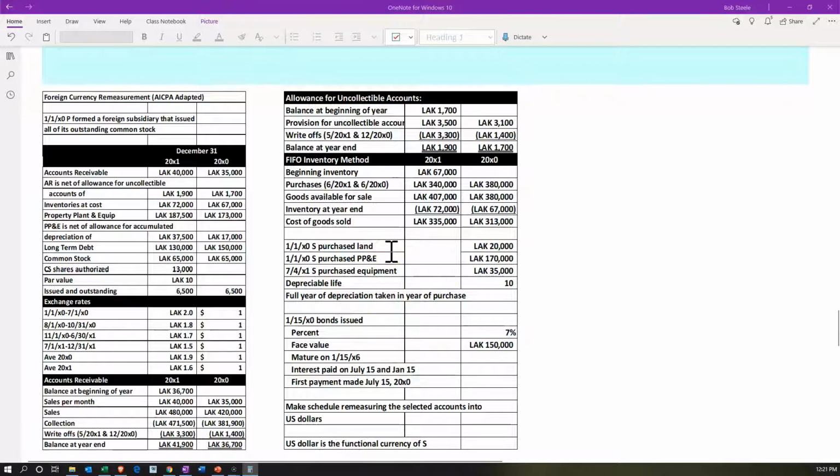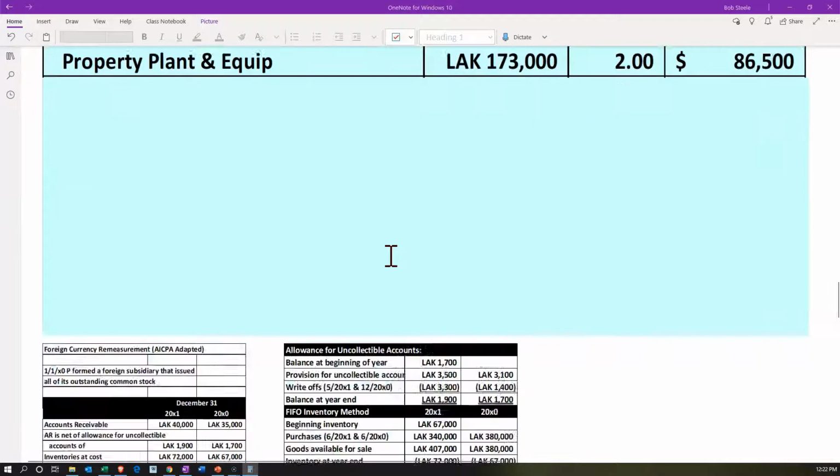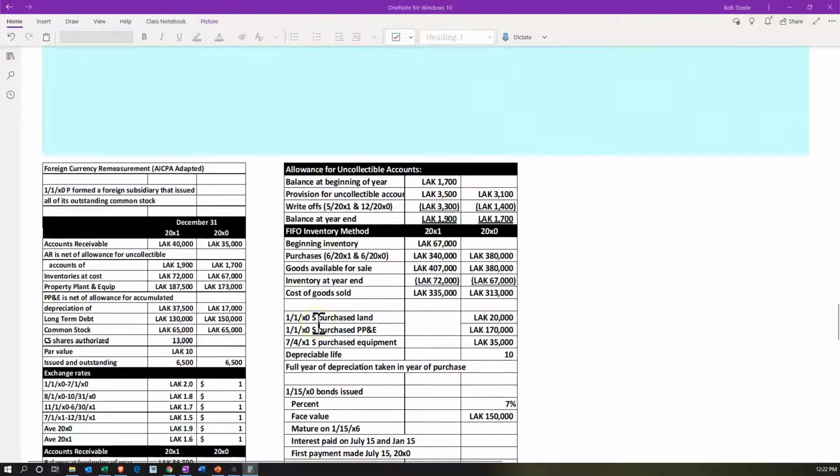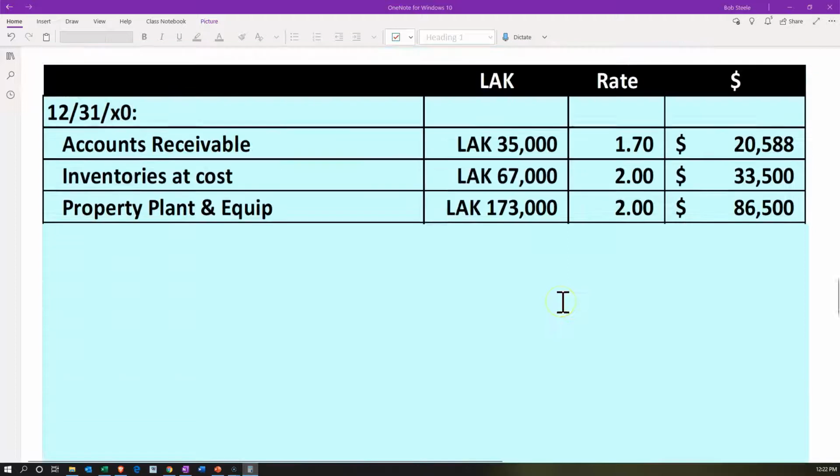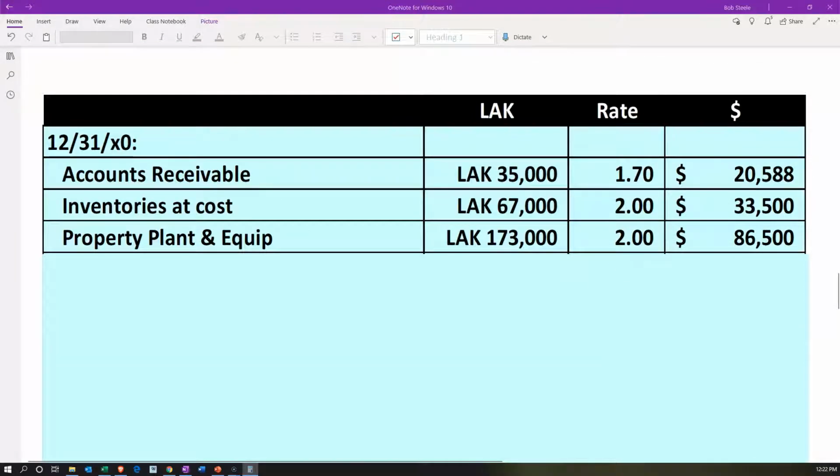Here they gave us these transactions. We got land and PP&E, property, plant, and equipment on 11X0. So we're looking for the date on 11X0, which is going to be over here, and that's also on this range, the 2, which is 11X0 to 71X0. So we're using that 2 again, and our calculation is simply going to be the 173,000 divided by 2, which is 86.5.